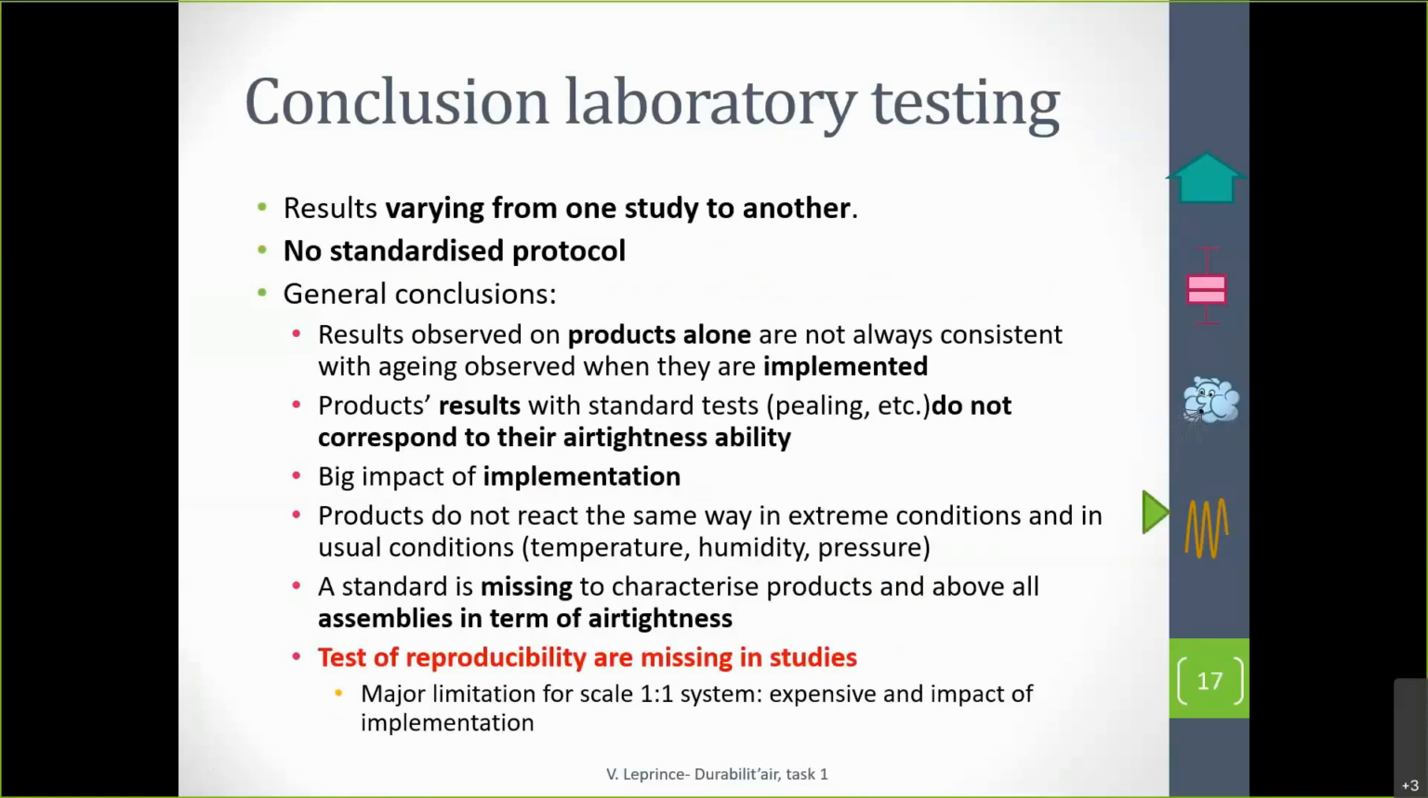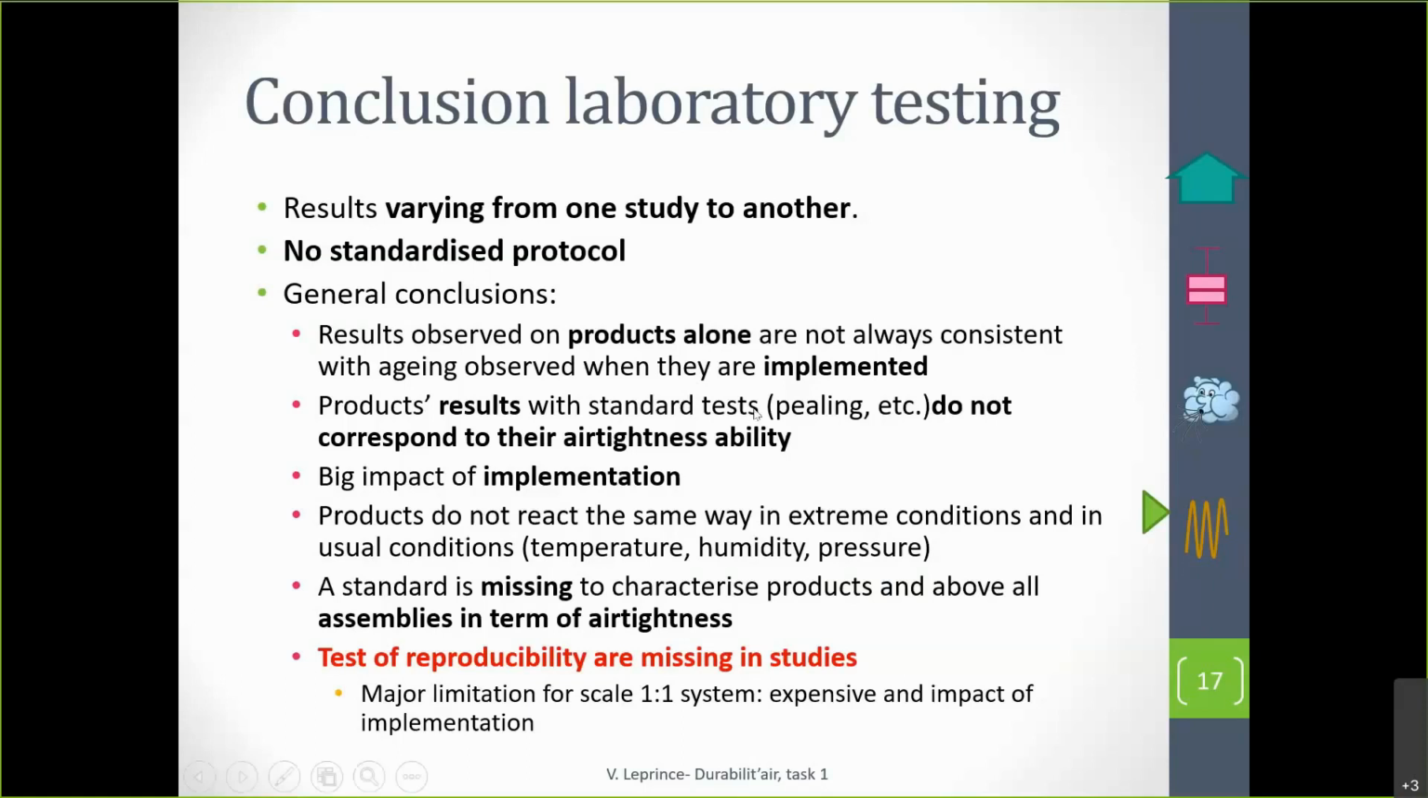So, the conclusion of those laboratory tests: of course, the results vary from one study to another, mostly because there is no standardized protocol, so it's very difficult to compare one study with another. But as a general conclusion, we observe that results obtained on the product alone are not always consistent with what is observed when they are implemented, and also the durability of the airtightness really matters, and not only the durability of the product.